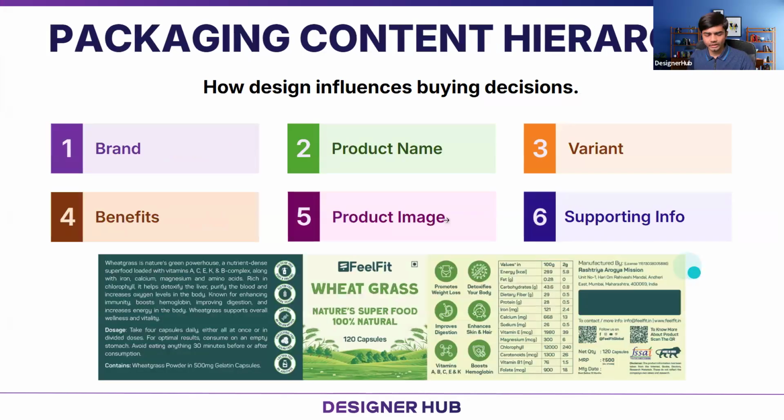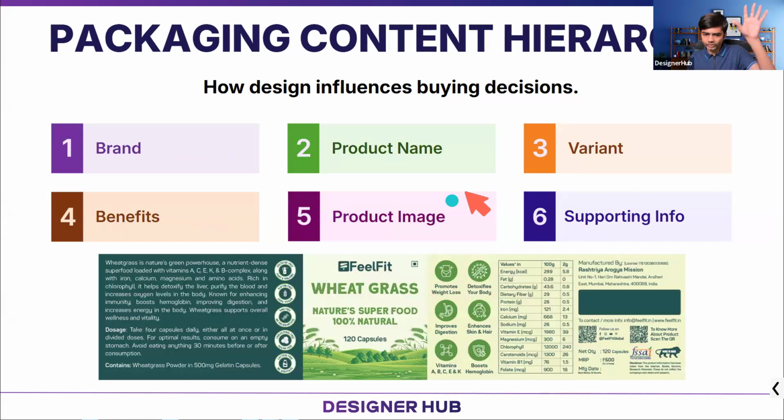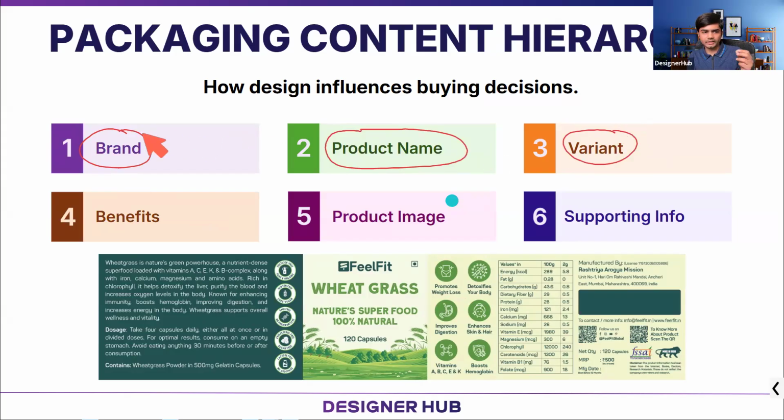Let's go forward. Now coming to the hierarchy, how the content hierarchy goes. So always the first part, the top part, is always the brand. Okay. Then the second thing is your product name. Okay. Then you will have the variant or the flavors. So let's say the brand is over here. If you see an example, Feel Fit is the brand. Okay. And the product name is Wheatgrass.